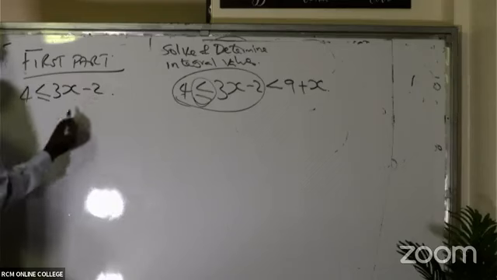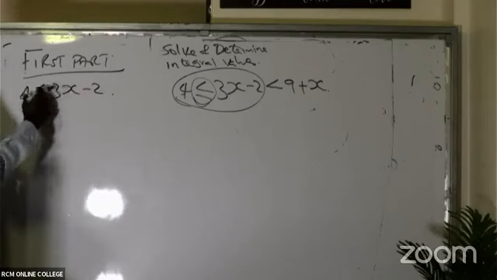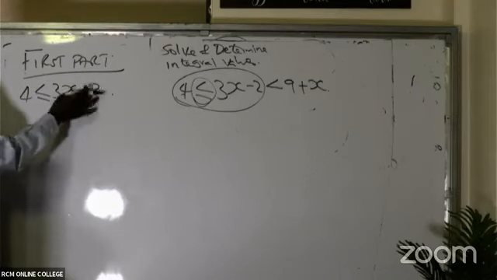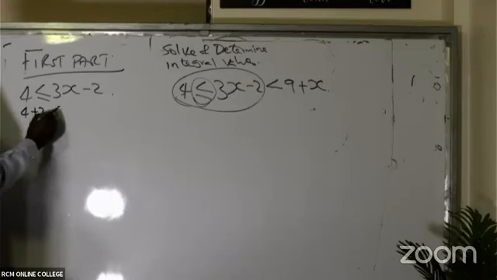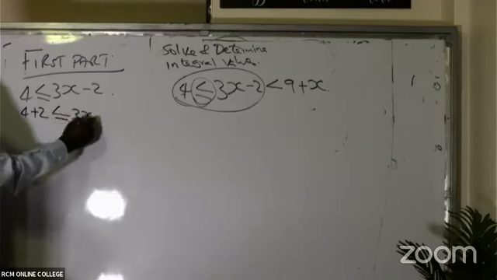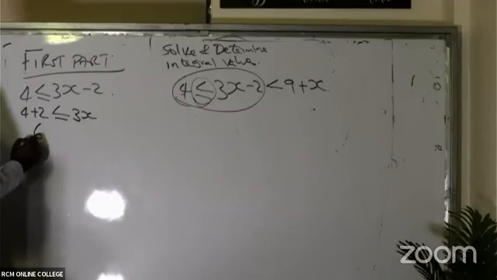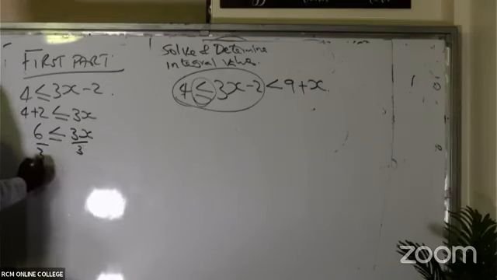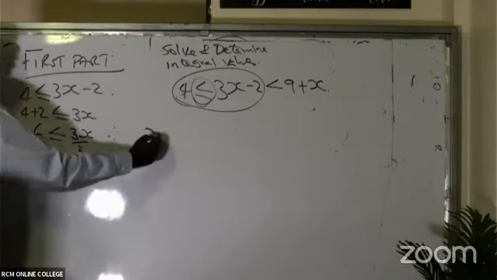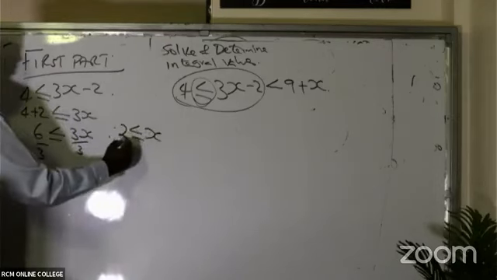3x minus 2. So ensure that x, because in the first part x has to be on the right. So take this to the other side. So it will be 4 plus 2 greater or equal to 3x. So this is 6 greater or equal to 3x. So divide both sides by 3. Therefore, x will be greater or equal to 2.